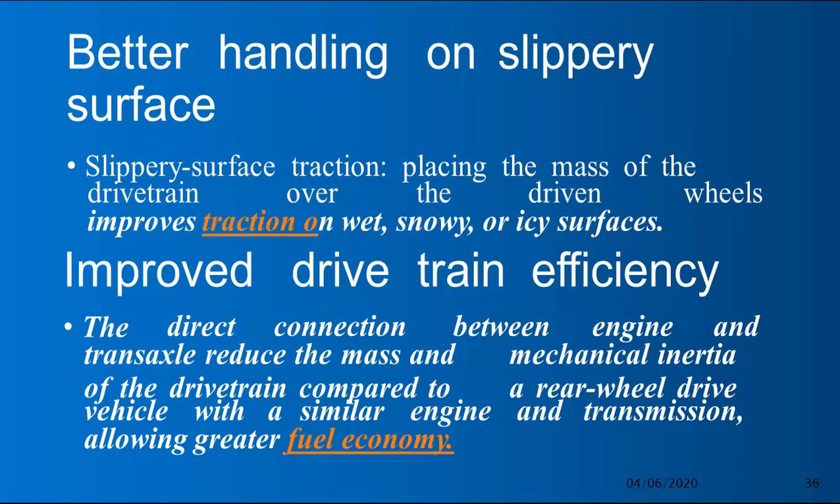Better handling on slippery surfaces. In this layout, we get better handling on slippery surfaces because placing the mass of the drivetrain over the driven wheels improves traction on wet, snowy or icy surfaces, right? Second, improved drivetrain efficiency. The reason is the same, the direct connection between the engine and the wheels. Due to the front side arrangement, we get proper traction, and the mass of the drivetrain over the driven wheels improves traction on wet, snowy or icy surfaces.